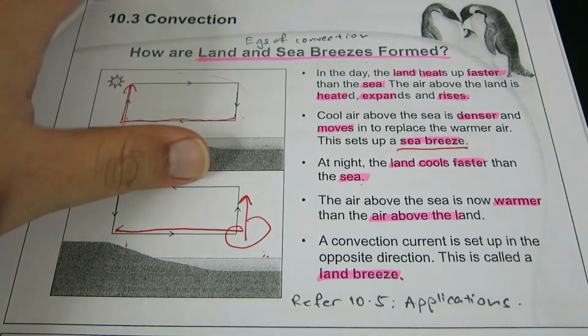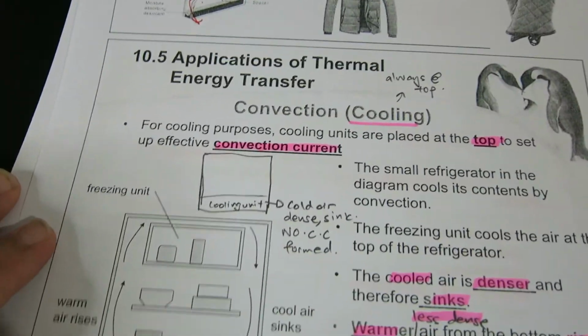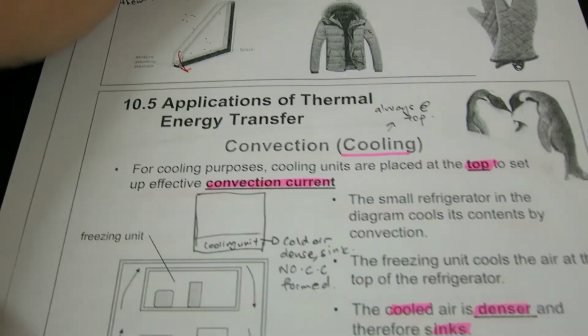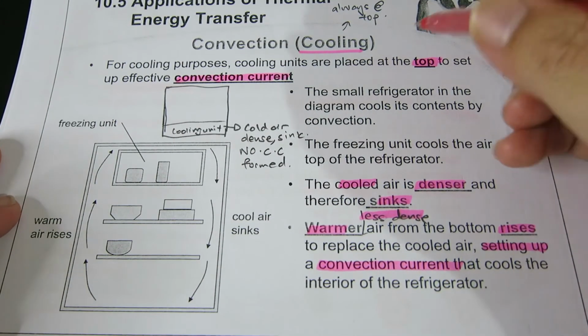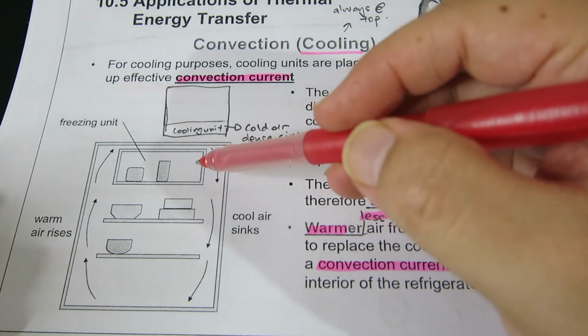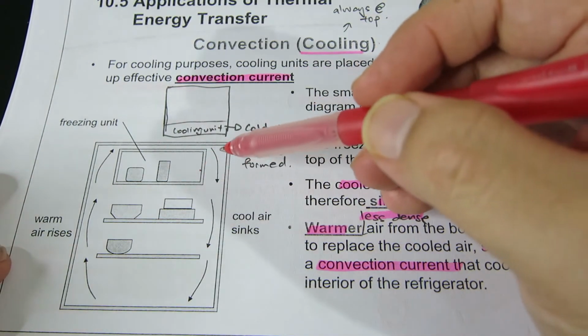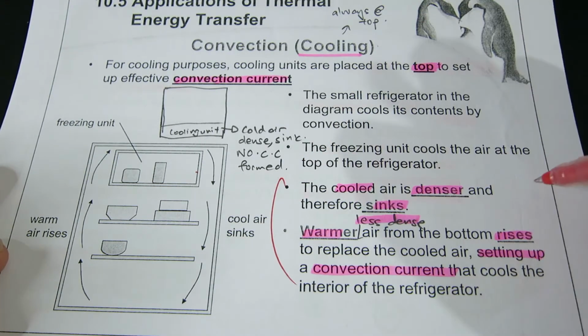Alright, so let's talk about some applications of convection. Again, flip over to 10.5. I'll skip past radiation. Just after the portion on conductors, we talk about some applications of convection. Convection is important. We use it all the time. Refrigerators, you use it for your AC or your air cons. But the explanation still remains the same.